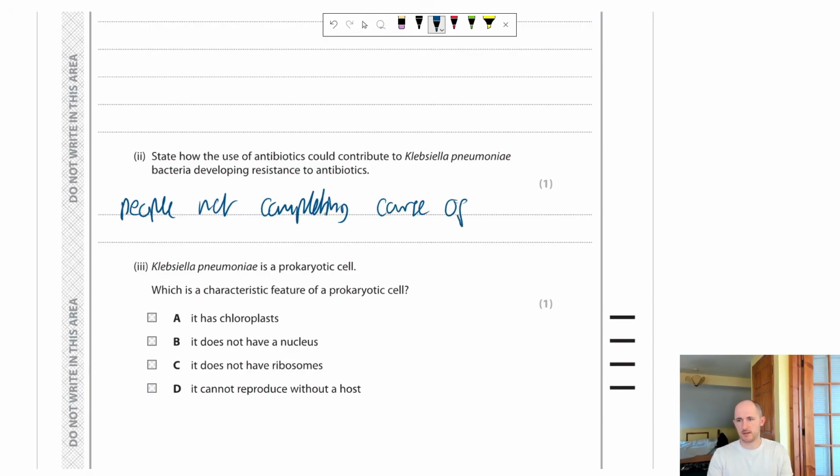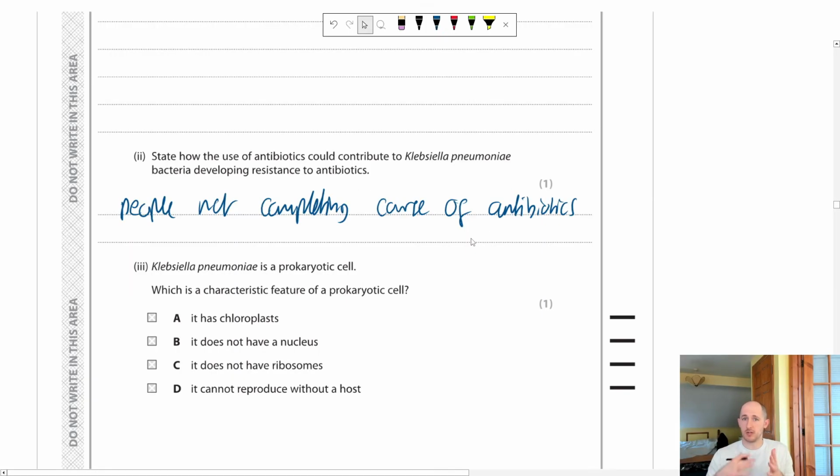Course of antibiotics. Or you can say overuse. So every time we use antibiotics, we're increasing the number of antibiotic resistant bacteria. Every time. Well, virtually every time. So if we're giving it to millions of people, that's millions and millions of bacteria that are surviving and becoming resistant.